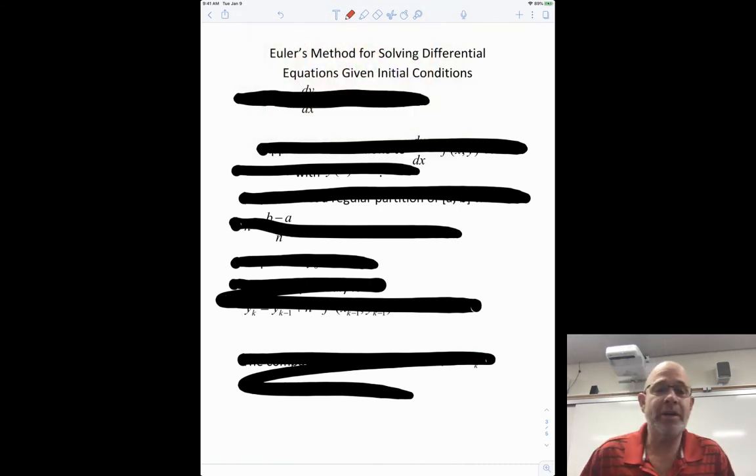Welcome back, everyone. This is the second part of section 7.1. Actually, we didn't do it all in the first section, which I might have said in class. It's a long section. This is just a one-topic section, pretty straightforward: how to solve a differential equation using Euler's Method.